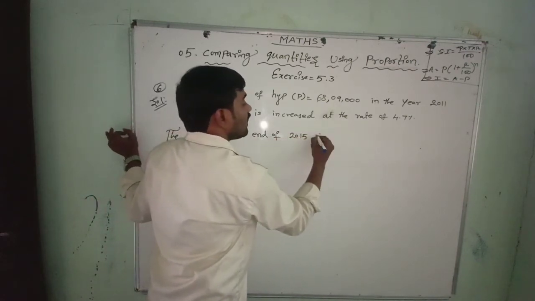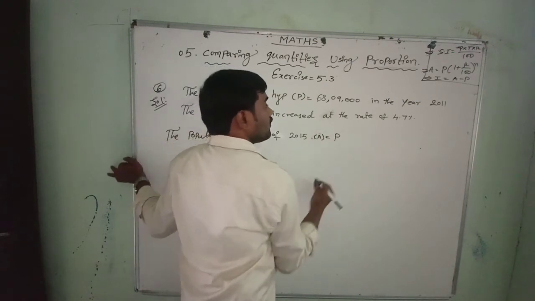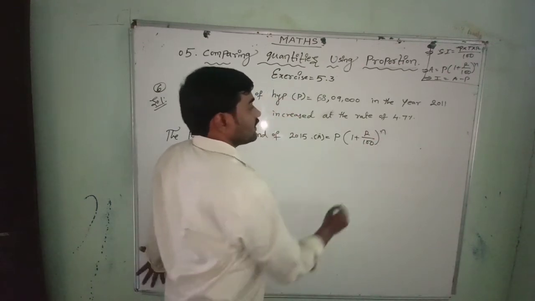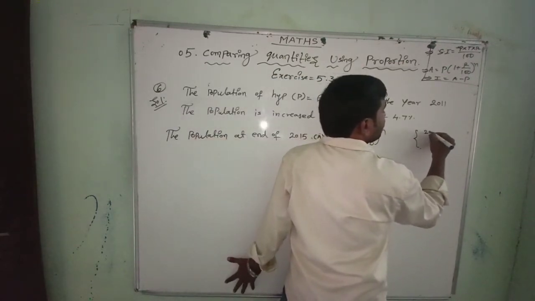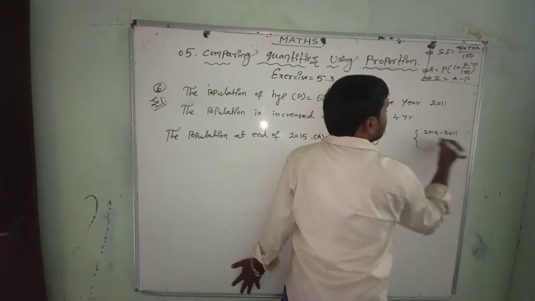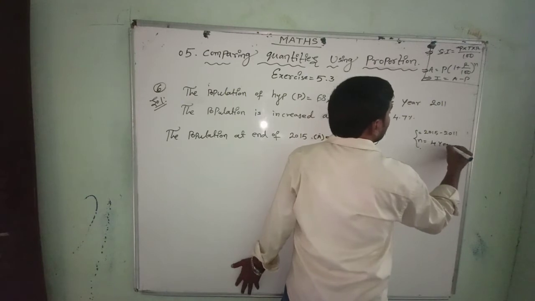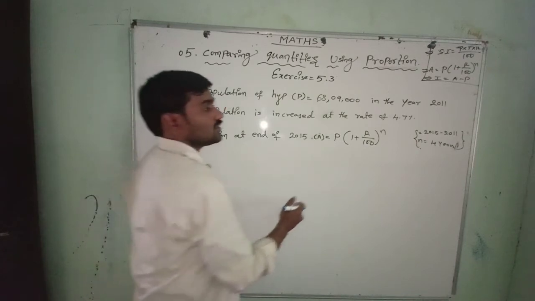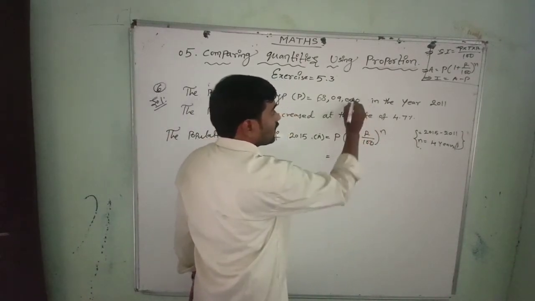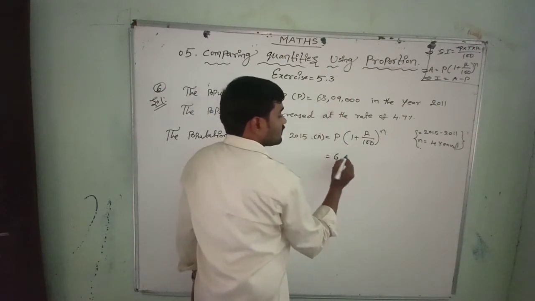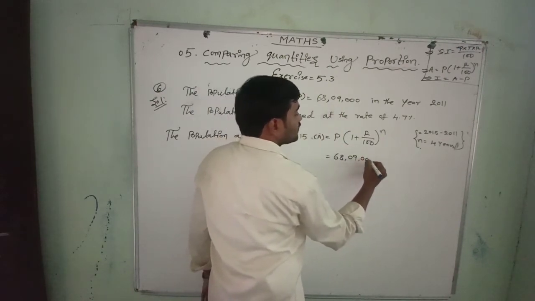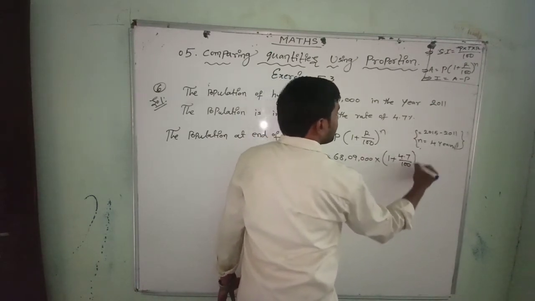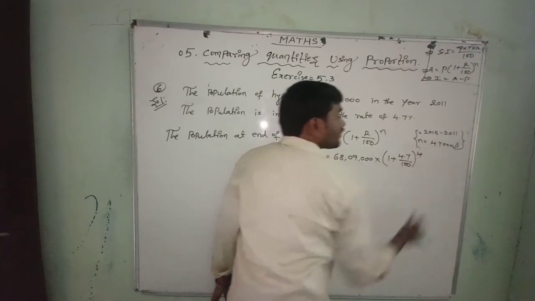The population at end of 2015 is equal to nothing but like amount formula only we use: P into (1 plus R by 100) whole to the power of N. Here 2015 minus 2011, so N equal to 4 years time. From 2011 to 2015 there are 4 years. So principal P is nothing but here 68 lakhs 9,000 into (1 plus 4.7 by 100) whole to the power of N. N is nothing but here I have to take 4.